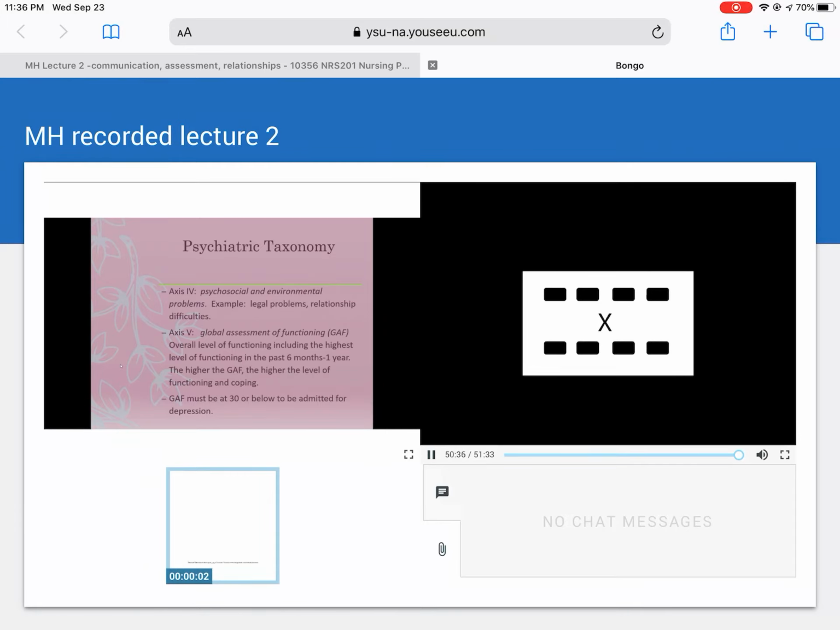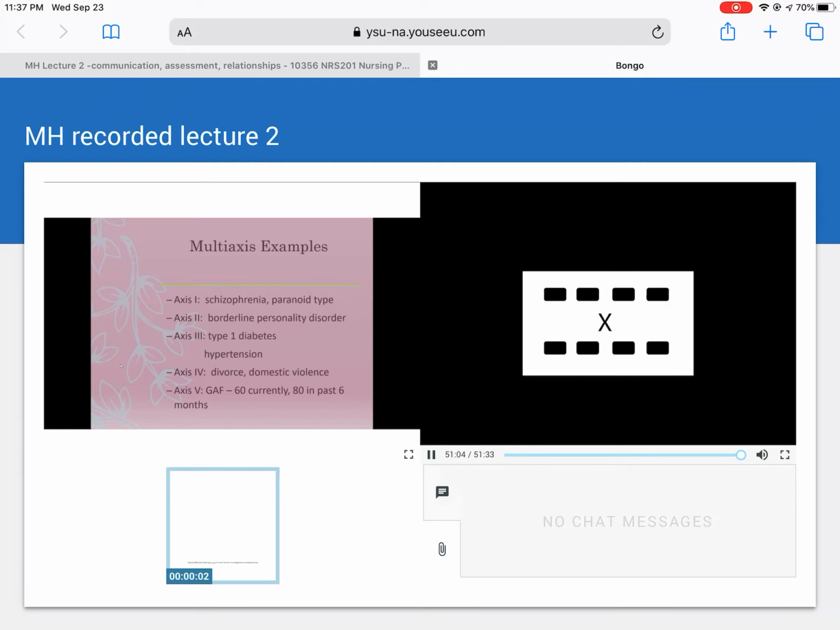All right. So under this axis, we look at legal problems, relationship difficulties, etc. Axis 5 is the global assessment of functioning. Remember that the higher the number, the better the level of functioning. And if you do have a GAF, usually there will be a comparative score, like the GAF today is this, and the GAF a month ago or 3 months ago was this. Okay? All right, and this is what it's going to look like when you look at a patient's history and physical.